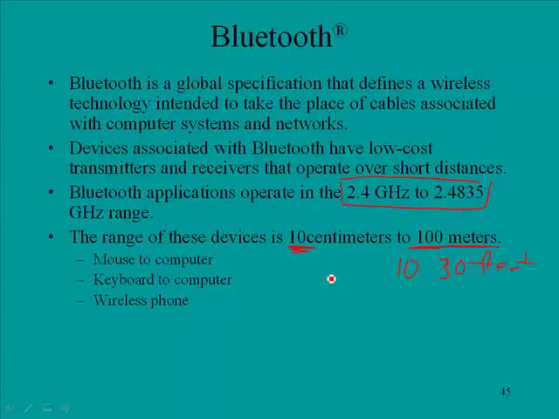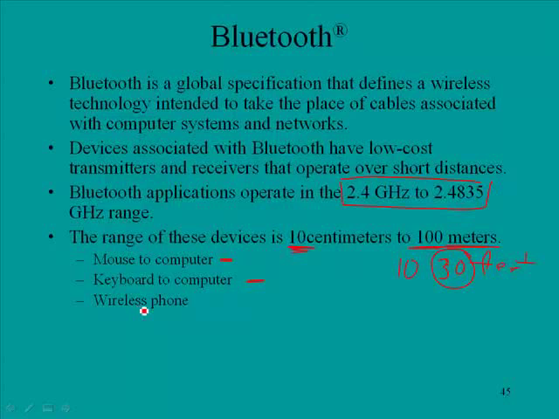Some of the applications that you see for Bluetooth are, for example, a wireless mouse, so you don't have to have the cable connecting your mouse to the computer. It will just connect wirelessly using Bluetooth. One of the values of Bluetooth is that it transmits such a short range that it doesn't interfere with other systems. Also, a keyboard could be wirelessly connected to the computer using Bluetooth.